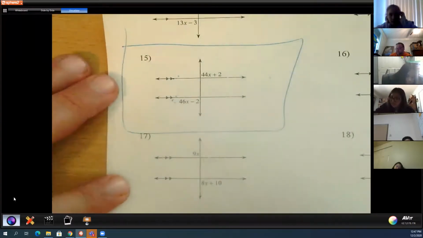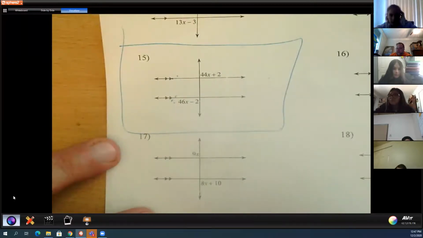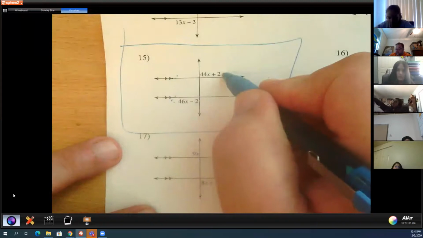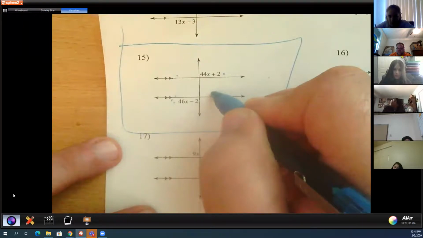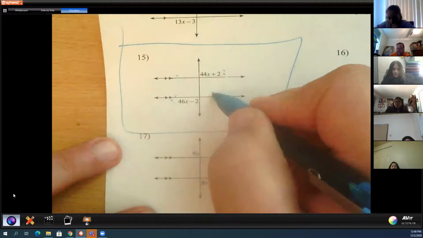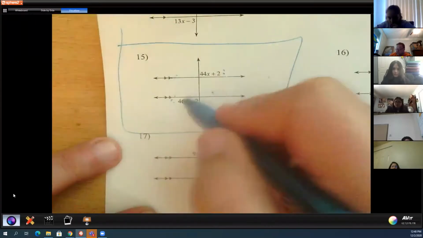Now, corresponding angles, right? If this is 4x plus 2, so is this, right? Because of how corresponding angles work. Because it's in the same place on where those lines intersect, right?